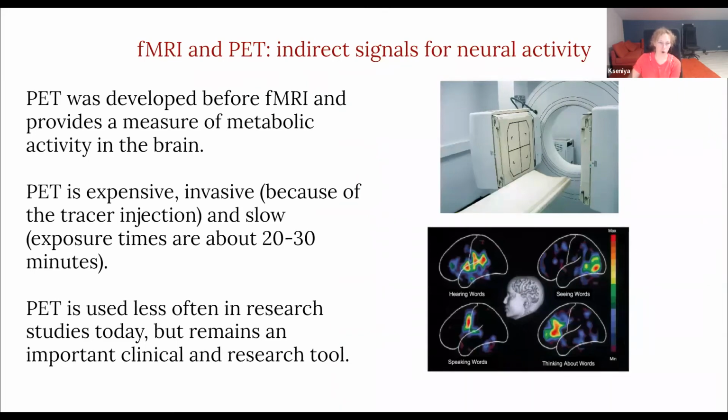PET was developed before fMRI and provides a measure of metabolic activity in the brain, and it's very expensive to use, and it's not as safe as fMRI, because we use a radioactive tracer here. However, it's expensive, invasive, and slow, and a more popular method currently is MRI and fMRI, based on some different principles.